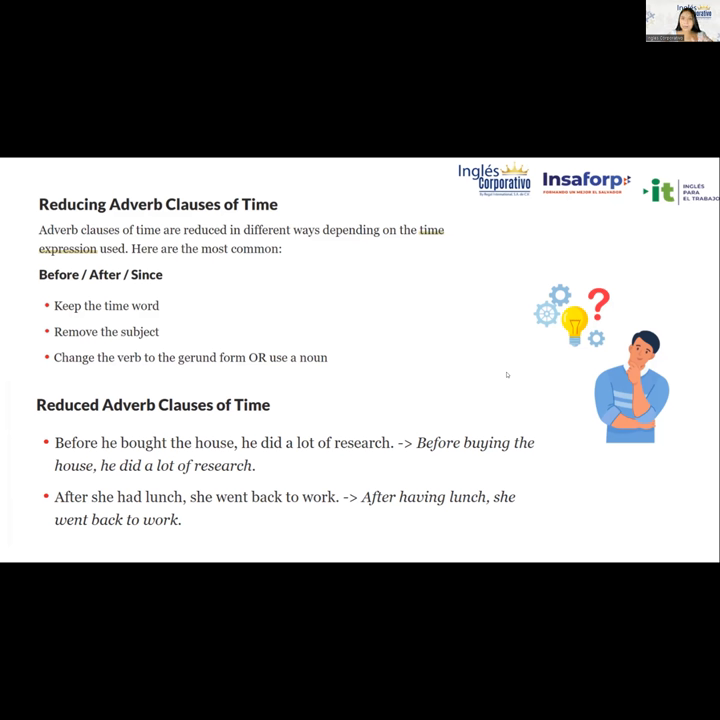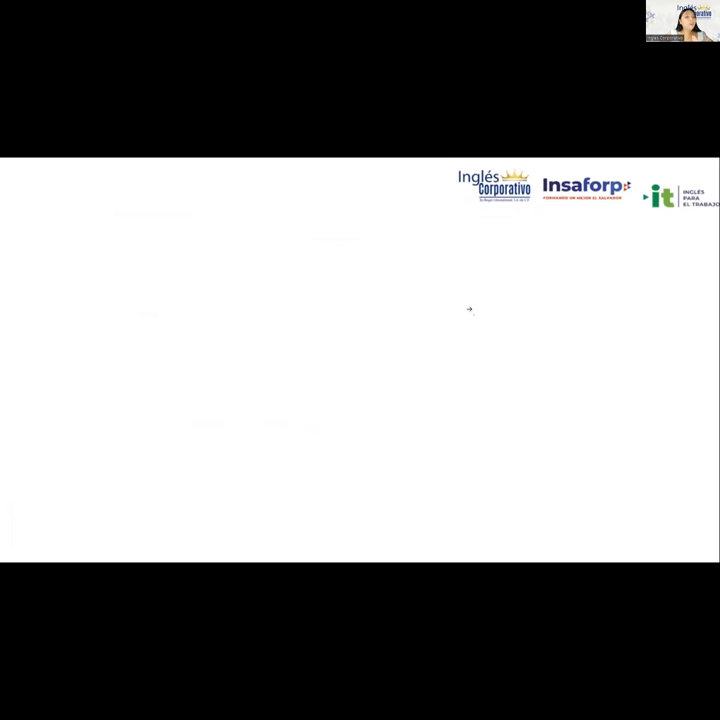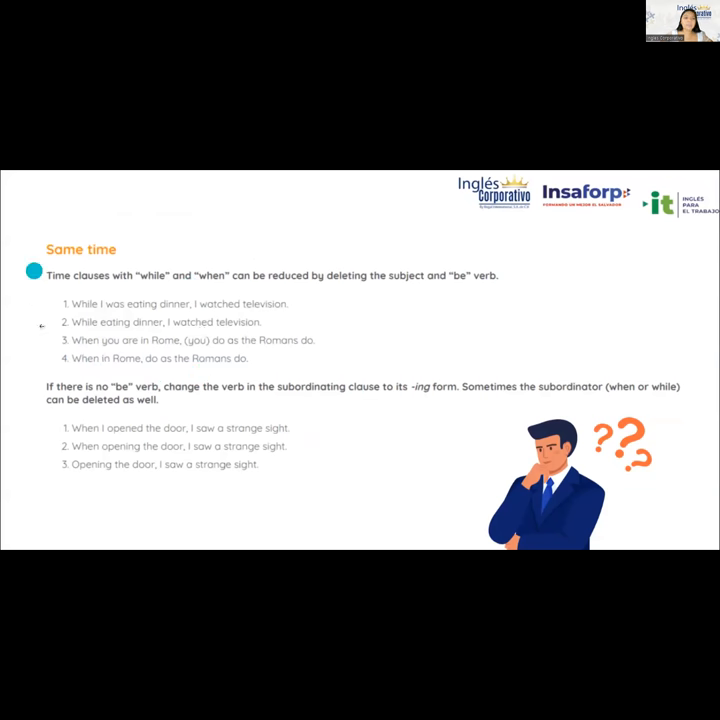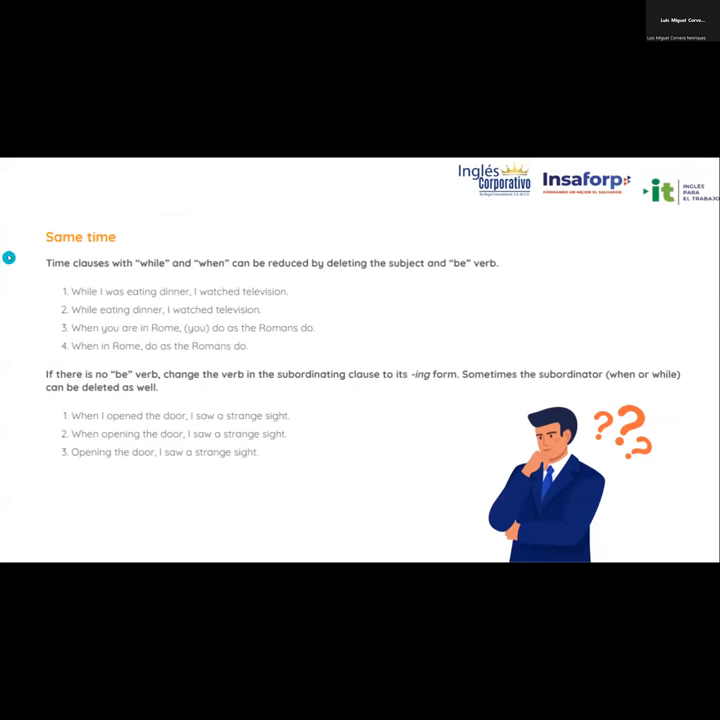Then in this case, we have those two examples. Good evening, Nelly. Now, another thing that is very important is the following. Who wants to read the first information? While and when can be used, but deleting the subject and be verb. Examples: While I was eating dinner, I watched television. While eating dinner, I watched television. When you are in Rome, do as the Romans do. When in Rome, do as the Romans do.